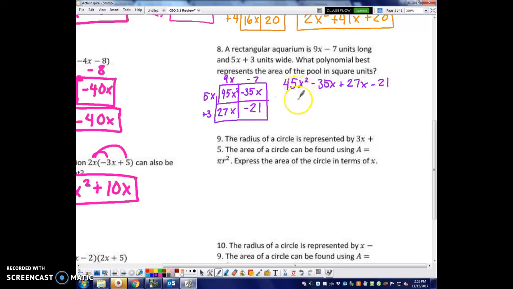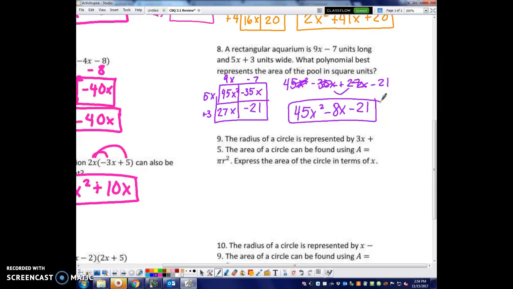All right, so there's only 1x squared, so we have 45x squared. Now let's combine our x's. Negative 35 plus 27 is negative 8. So it's minus 8x. Done. And then minus 21. Ta-da!